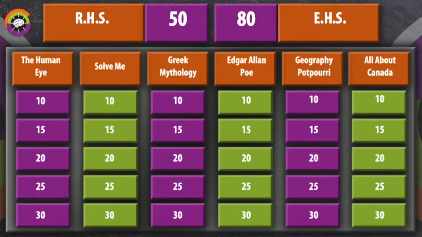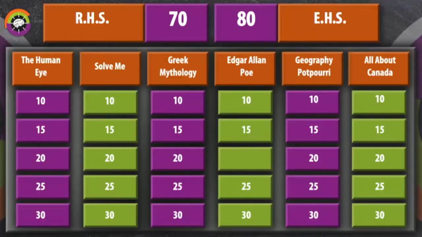Edgar Allan Poe for 20. Edgar Allan Poe for 20 points. With the promise of what does Montresor lure Fortunato? That would be Riverdale. David. A cask of Amontillado. Correct. All right. And Riverdale in control.